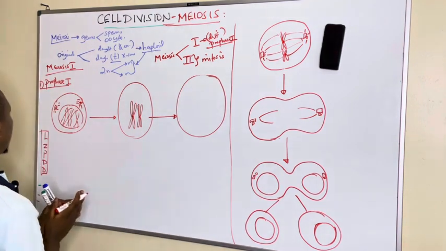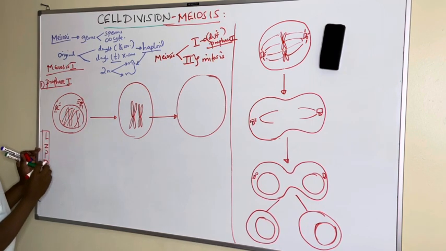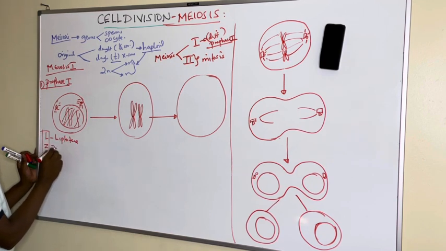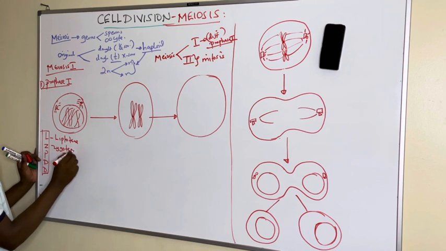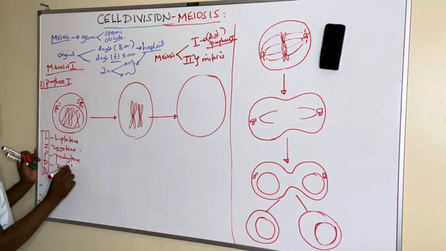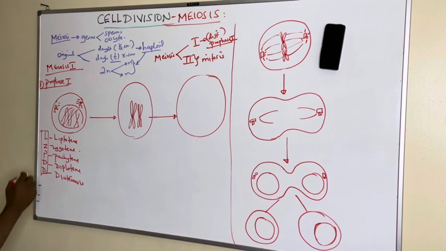And this prophase 1 is divided into five subdivisions, whereby we have leptotene, we have zygotene, we have pachytene stage, we have diplotene, and lastly we shall talk about diakinesis. And these are the five stages that occur during prophase 1 of meiosis 1.